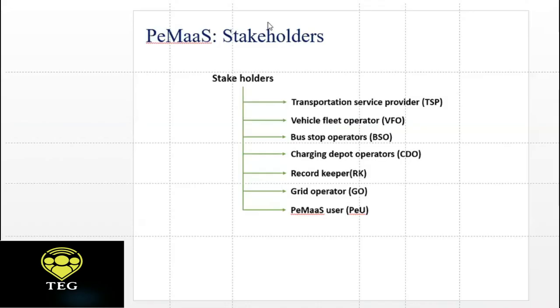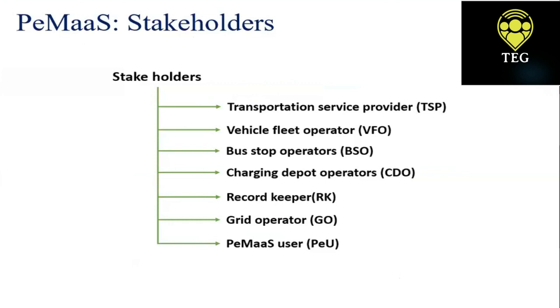So what we'll do today is look into the various stakeholders that we have in EMAS. This gives a tentative list, so it is by no means exhaustive, but it gives us an idea of who the major stakeholders are. First one would be the transportation service provider, we call it TSP for short. Then we have the vehicle fleet operators, VFOs. They can be vehicle fleet operators for buses, maybe taxi aggregators, and so on. So these are all fleet operators.